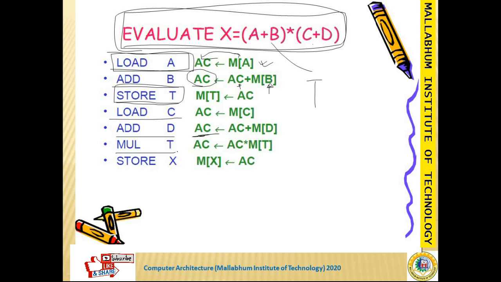Next, mult T. The accumulator is storing C plus D, and now with mult T, the final content is stored within the accumulator again. Next, we again move the content from register to memory, which is why we use the symbolic opcode store.